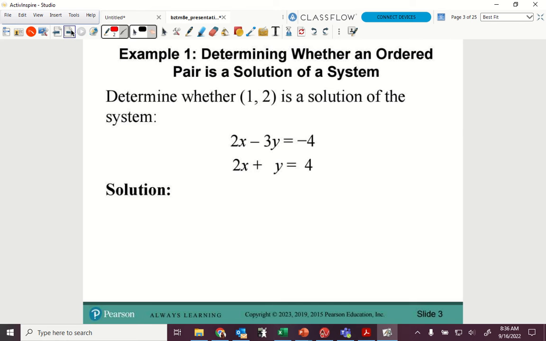Okay? Determining whether an ordered pair is a solution of a system. Determine whether (1, 2) is a solution of the system. Now, what does the 1 in that (1, 2) represent? Say it again. It's the x, isn't it?